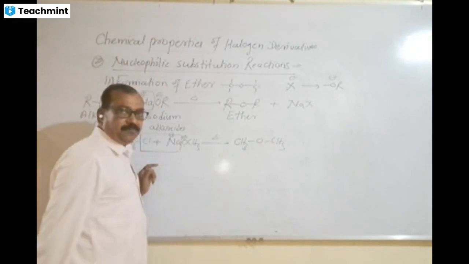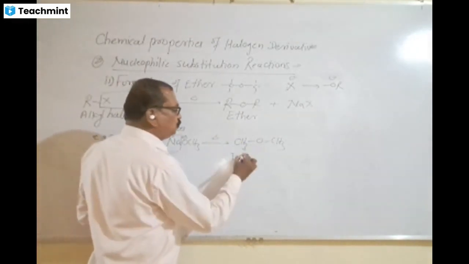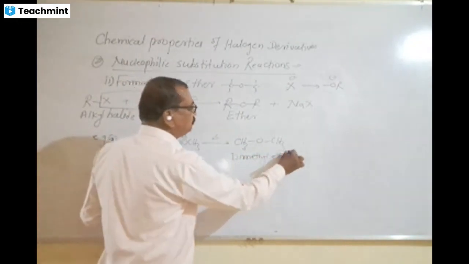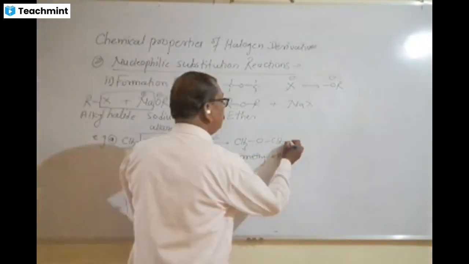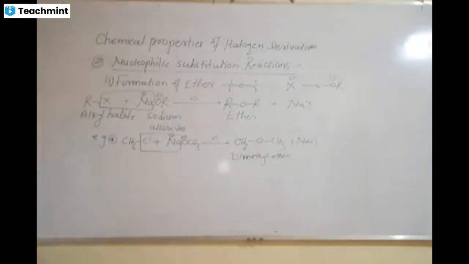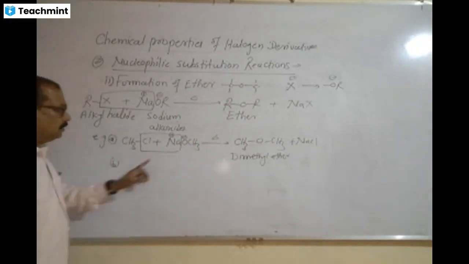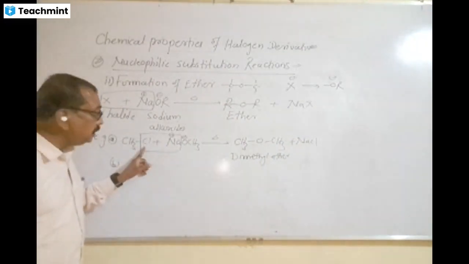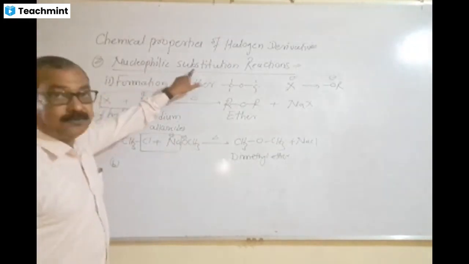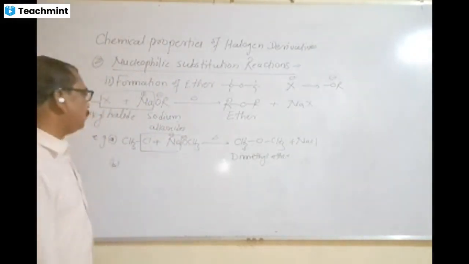Name of this ether: here two alike groups are present, therefore di. CH3 groups are called methyl groups, followed by the word ether: dimethyl ether, plus NaCl. One more example. Here, negatively charged chlorine is replaced by the negatively charged OCH3 group. Therefore, it is a nucleophilic substitution reaction. That is, one nucleophile is replaced by another nucleophile.